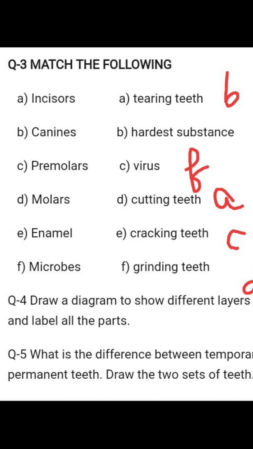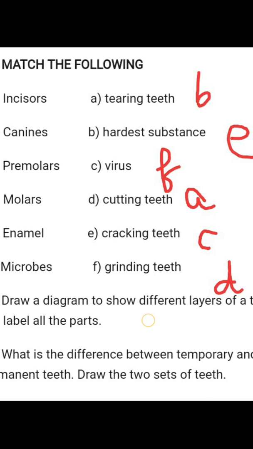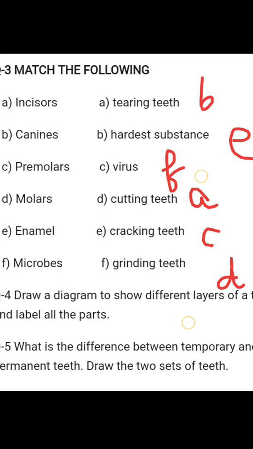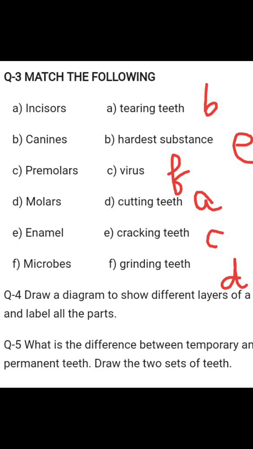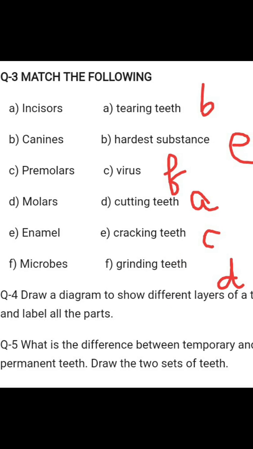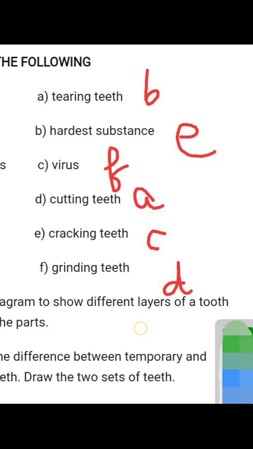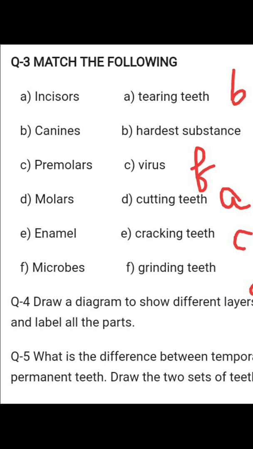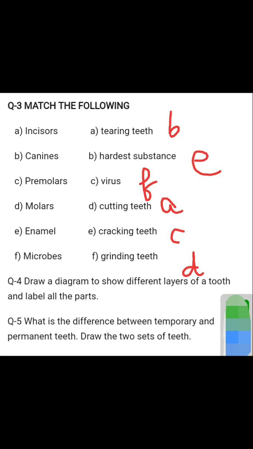We also talked about the hardest substance in the mouth, which is enamel, and then we also talked about microbes, different kinds of microbes that cause cavities, like bacteria and virus. Now what you can do, referring to all this, is draw different layers of a tooth and label all the parts, and you can also write differences between temporary and permanent teeth.